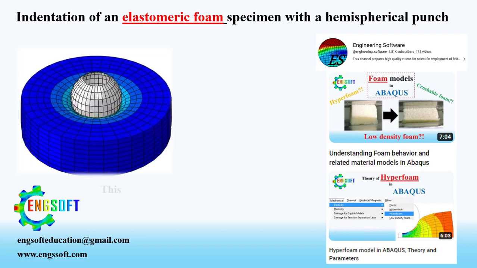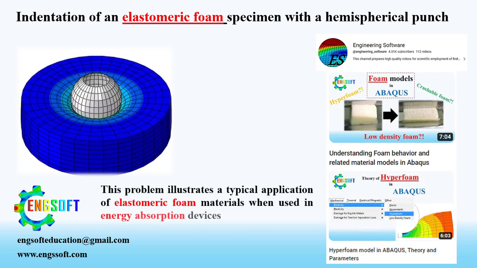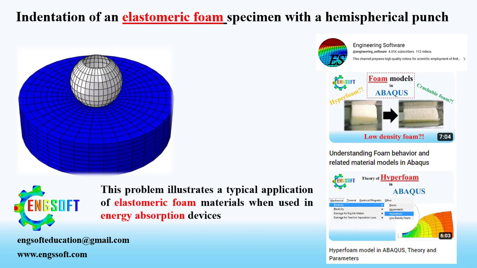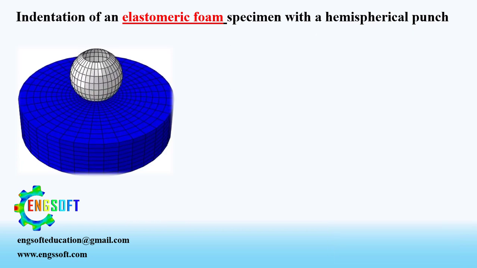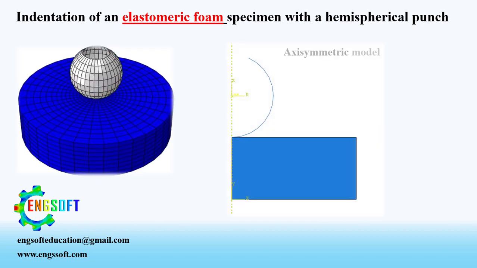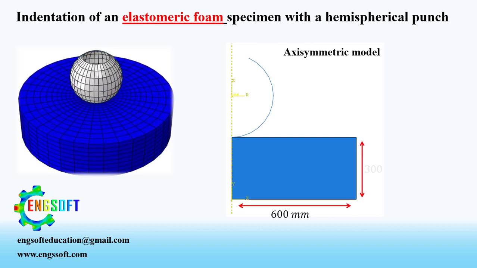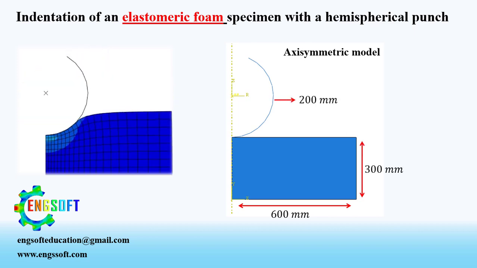In this example, we consider a cylindrical specimen of an elastomeric foam, indented by a rough, rigid, hemispherical punch. This problem illustrates a typical application of elastomeric foam materials when used in energy absorption devices. This problem can be solved with low computational cost using axisymmetric model. The foam specimen has a radius of 600 mm and a thickness of 300 mm. The punch has a radius of 200 mm. The bottom nodes of the mesh are fixed, while the outer boundary is free to move.